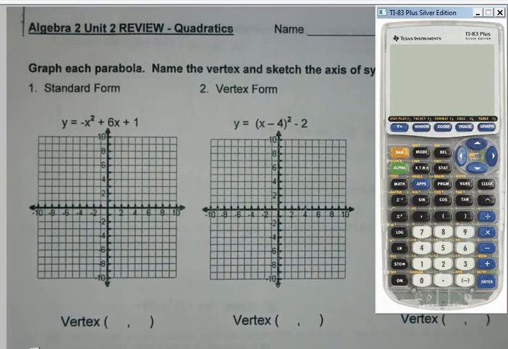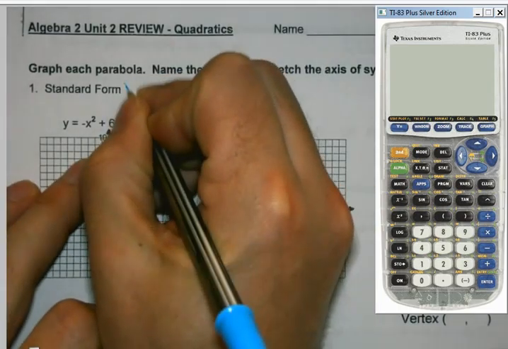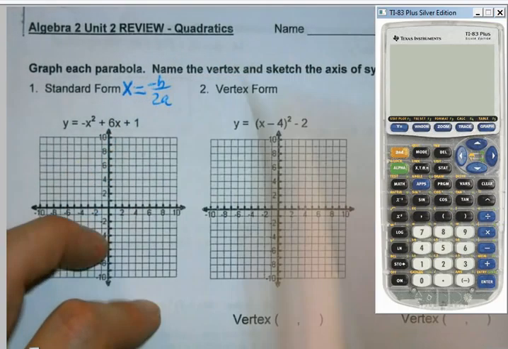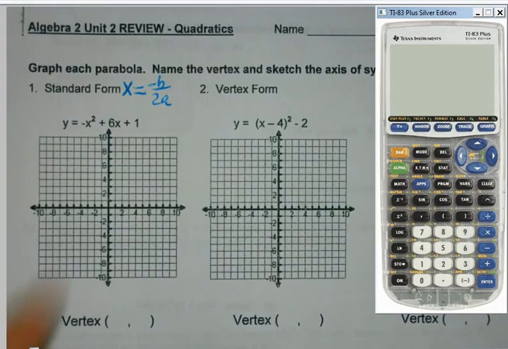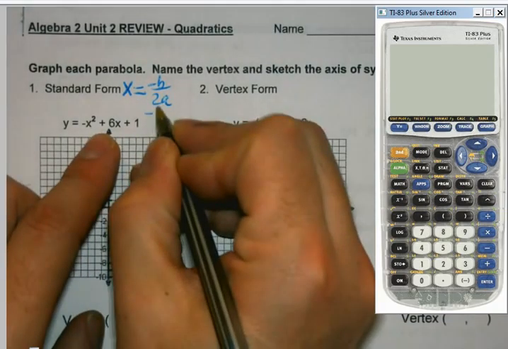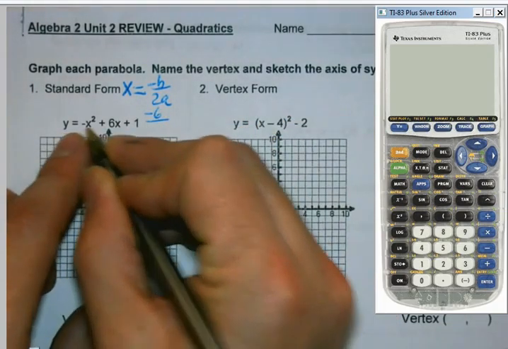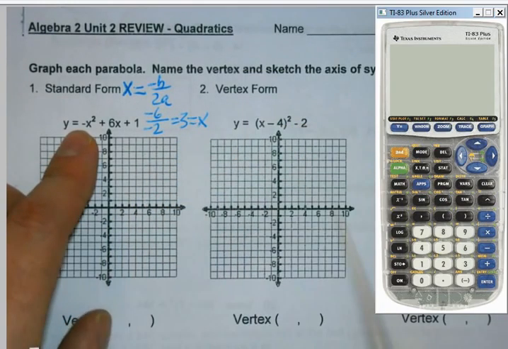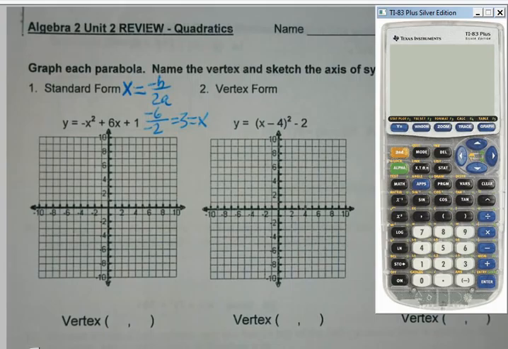So, all right, fourth hour. Start up here at the top. When I'm in standard form, how do I work on finding the x part of my vertex? That little formula: negative b over 2a. So here, my x is going to be negative b over 2a. So that would be negative 6 over 2 times negative 1, negative 2. So my x value would end up being 3.